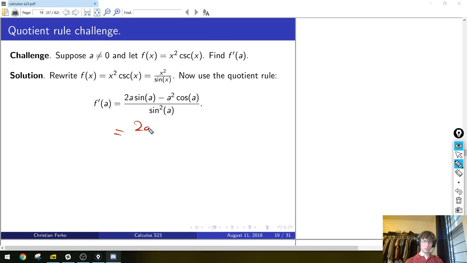If you want, you could write this as, I don't know, 2a over sine a minus a squared cotangent a. I don't care. I mean, it's the same thing. It just makes it even more complicated.